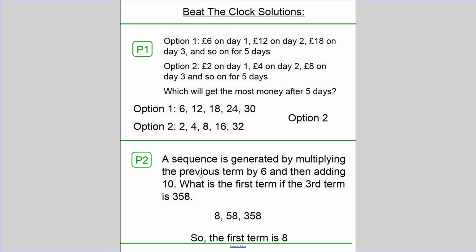So last question, we can see that multiplying the previous term by 6, then adding 10, we need to go backwards. So if we're going backwards, we need to subtract 10 and divide by 6. So the first term would be 8, then 58, then 358. So we need to write a sentence as we're being asked to find what the first term is, and we can see the first term is 8. That's the end of today's lesson.